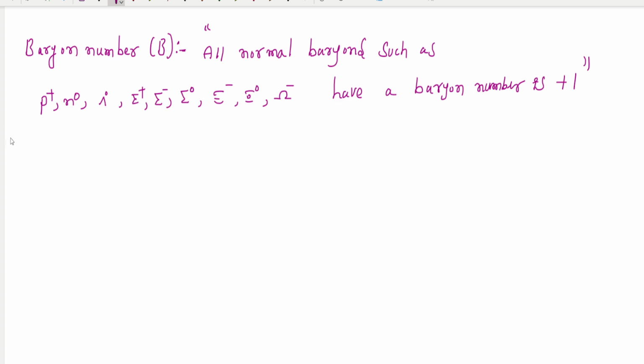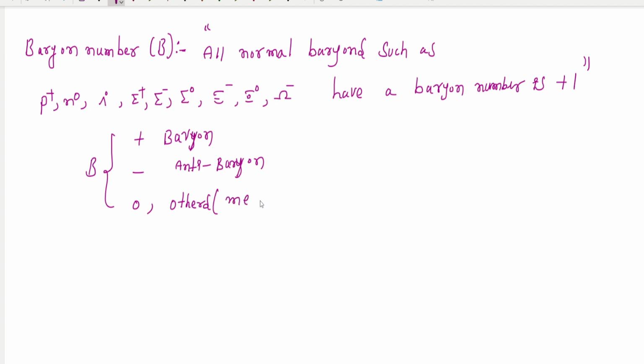So the baryon number will be defined like this. Baryon number plus 1 is for normal baryons, minus 1 for anti-baryons, and 0 for others such as mesons and leptons.